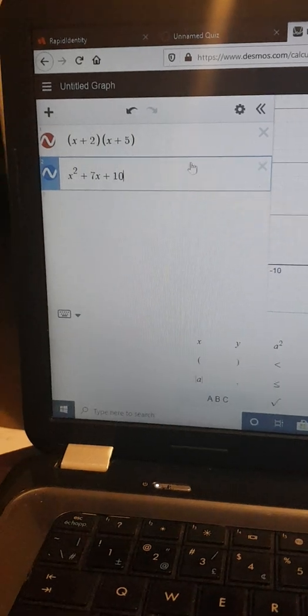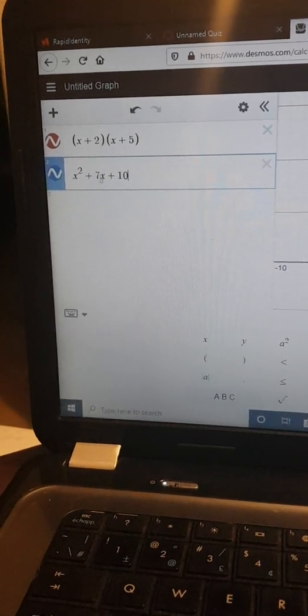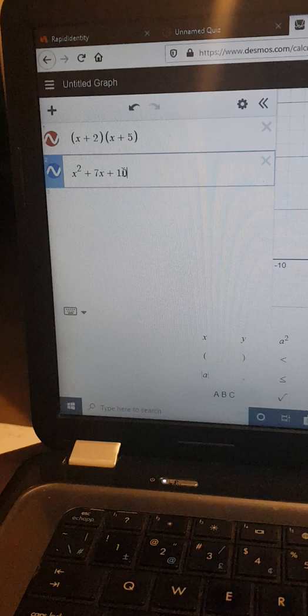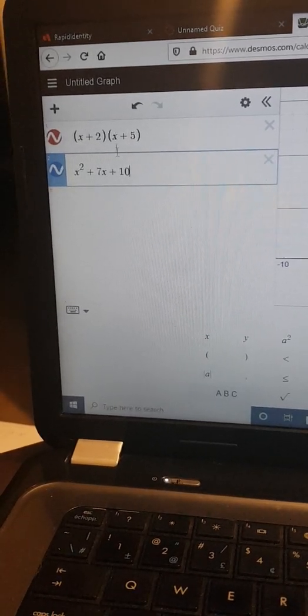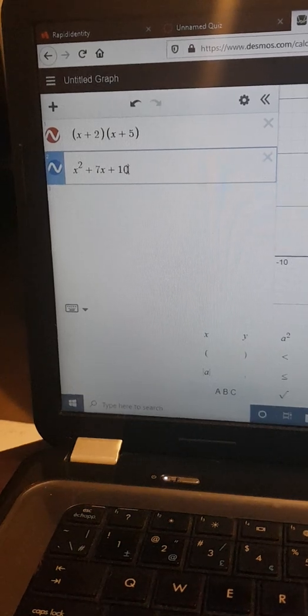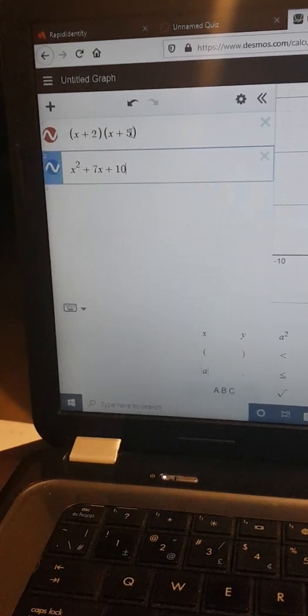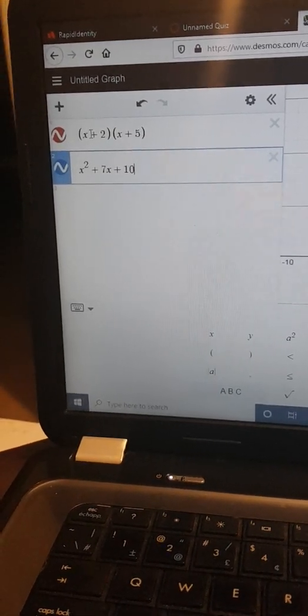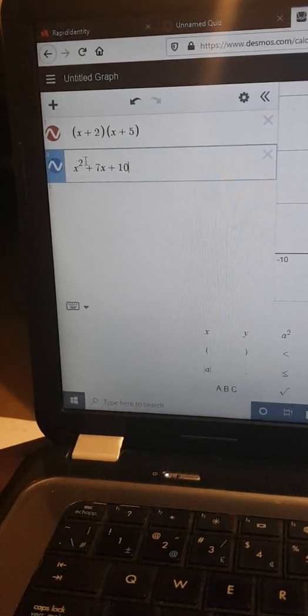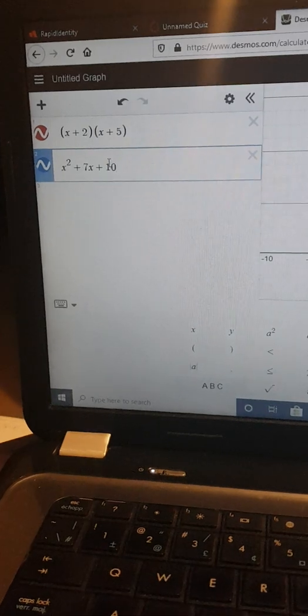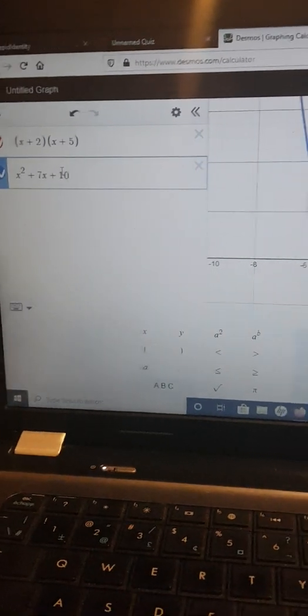So this is where I have input the other equation. We're going to look at it graphically because remember we said that these two are equivalent. If we are to factor this, we will get this as the factors. And if we were to expand this, we will get this to be the area. So let's look at the diagram and see if they are the same.